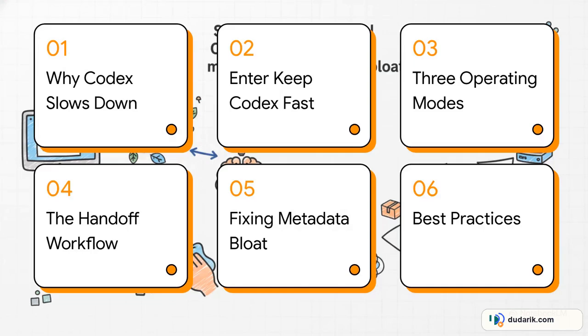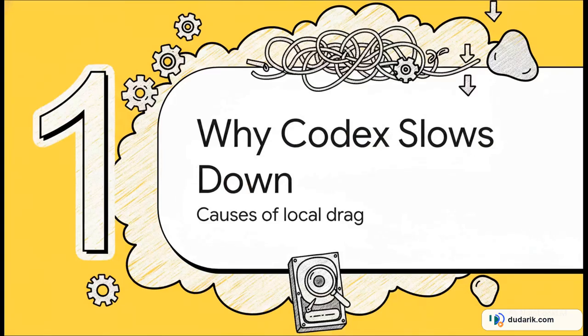So, here is our roadmap for today. We are going to quickly cover why Codex slows down, enter keep-codex-fast, the 3 operating modes, the handoff workflow, fixing metadata bloat, and finally, best practices for maintenance. Let's jump right in. Section 1, Why Codex Slows Down.